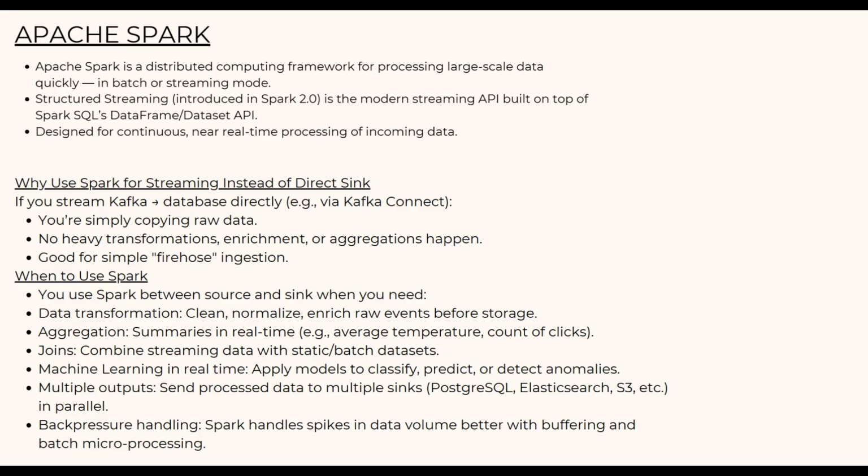So Apache Spark is a distributed computing framework for processing large-scale data quickly, in batch or streaming. Initially it was designed for batch processing, but now you can do real-time streaming. And why use Spark for streaming instead of a direct sink? You could be asking yourself this: really, we can stream the data from the point of source to the database, so why do we need Spark? Why do we need Apache Flink?